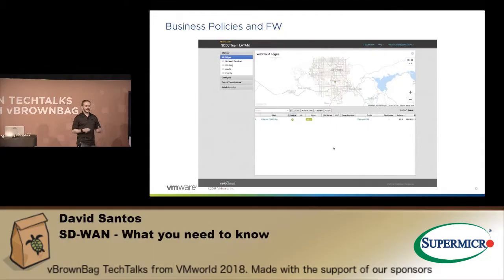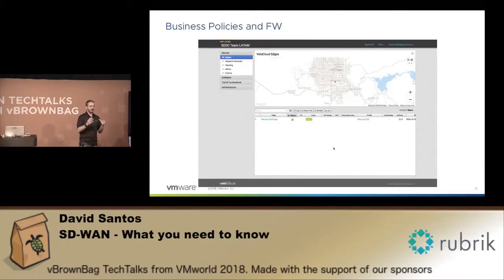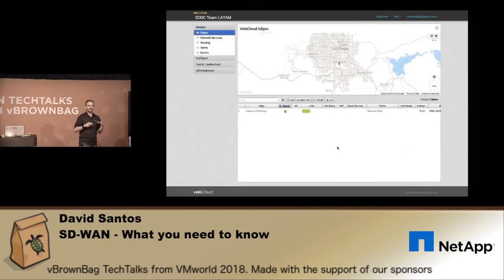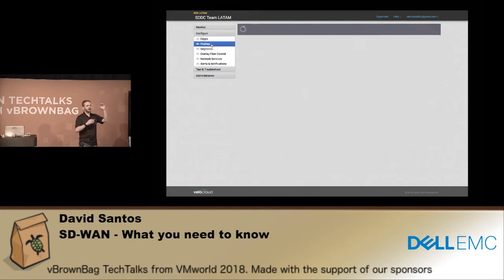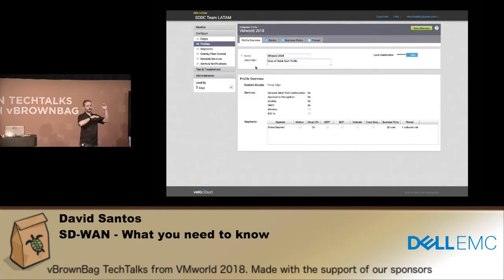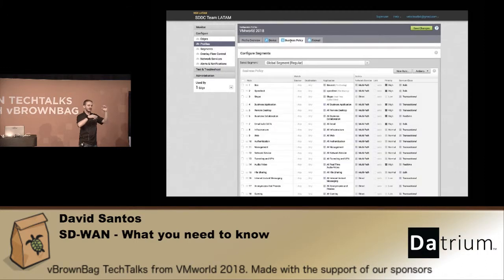What else? Something that's really cool about this technology is that we can make policies from a single location called the orchestrator, that's the single point of management, and you can create what you call profiles. You create a profile and you can apply that profile to as many locations as you want.